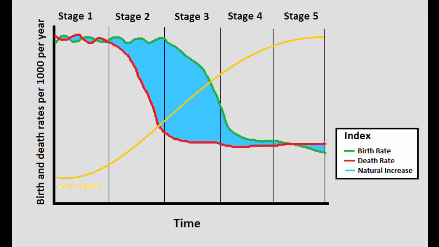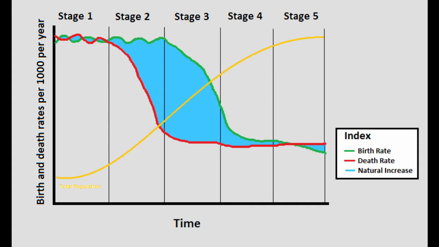In stage 2, the birth rates are high and the death rates fall rapidly as a result of improvements in medical care, water, food supply and sanitation. This means there's rapid population increase, which can be seen for example in countries like Afghanistan and Bolivia. Most countries in stage 2 of the demographic transition model are LDCs, meaning they're not very developed.